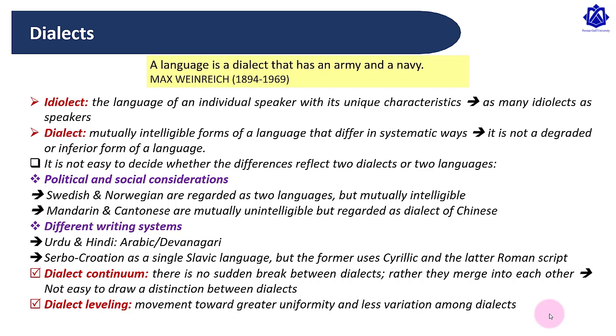Why? Because it shows their culture, it shows their membership in a certain community. Therefore, they keep that dialect. They stick to that dialect. They would not let it die, or would not let it become uniform with other dialects. But this is a language policy. Dialect leveling involves making dialects similar to each other and making them less different.